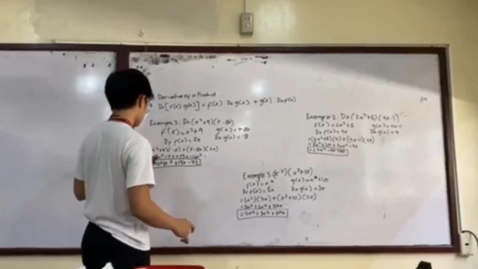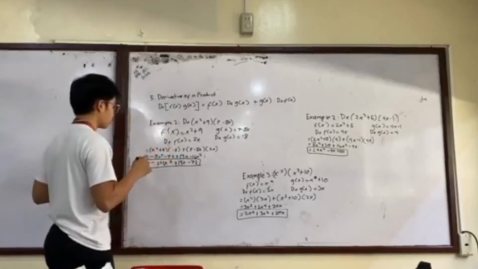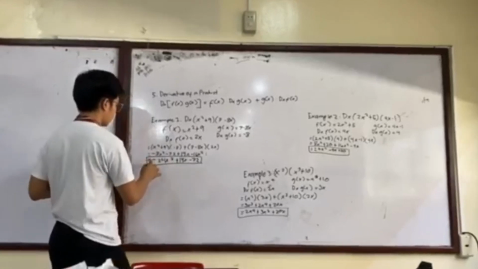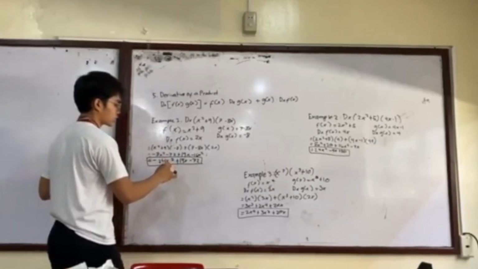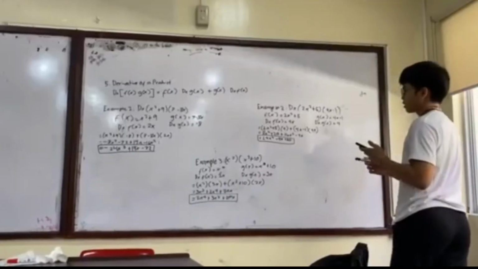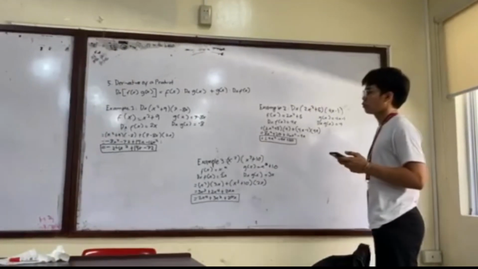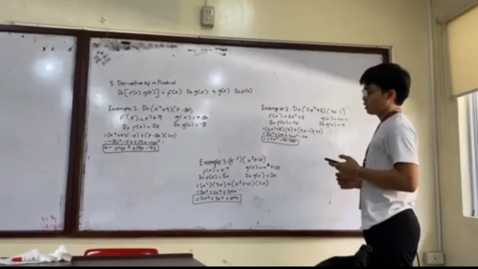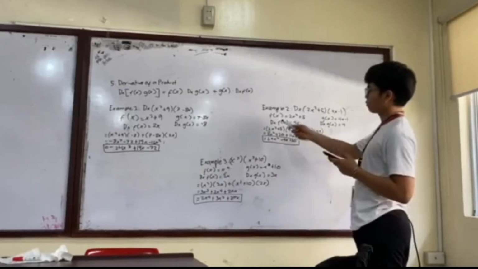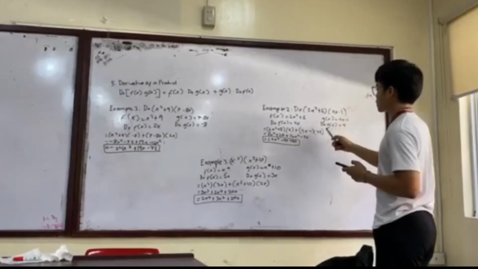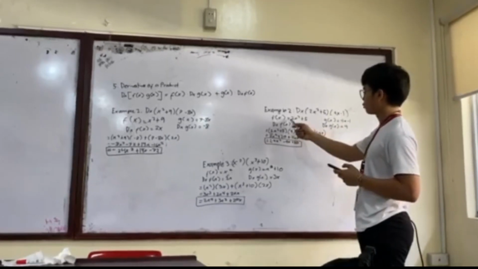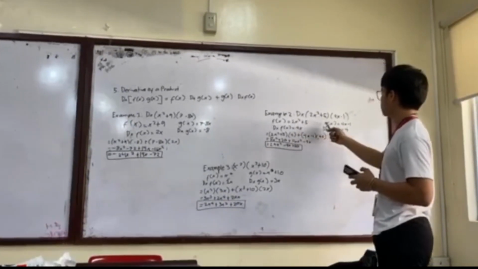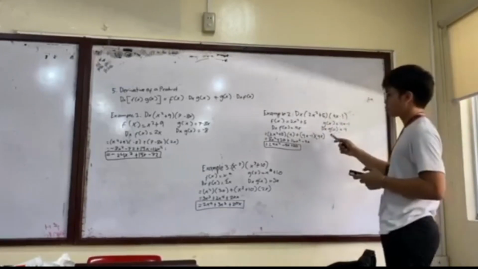So, the fifth step is to simplify and combine like terms. So, our final answer is negative 24x squared plus 14x minus 72. The second example, same as example number 1. The first step that we need to do is to identify the value of f of x and g of x. So, for example number 2, the value of f of x is 2x squared plus 5 and the value of g of x is 4x minus 1.